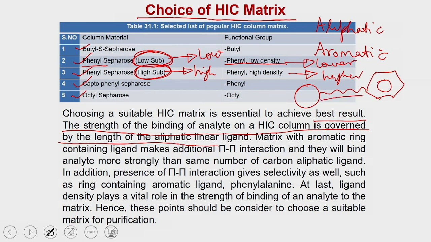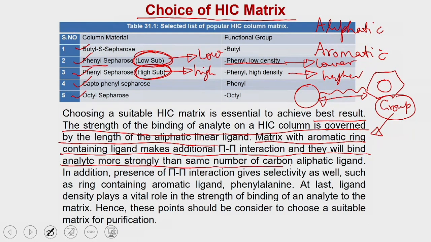So the length of this linker which you are going to use to attach the group is very, very important. And this group could be aliphatic groups or aromatic groups, and depending on whether you use the aliphatic groups or the aromatic groups, the affinity of these ligands would be different, because the matrix with the aromatic ring-containing ligands makes additional pi-pi interaction, and they will bind analytes more strongly than the same number of carbon-containing aliphatic ligands.